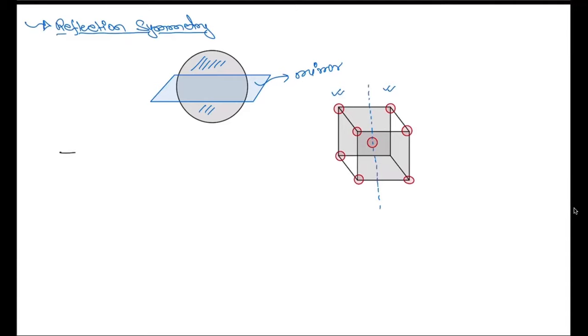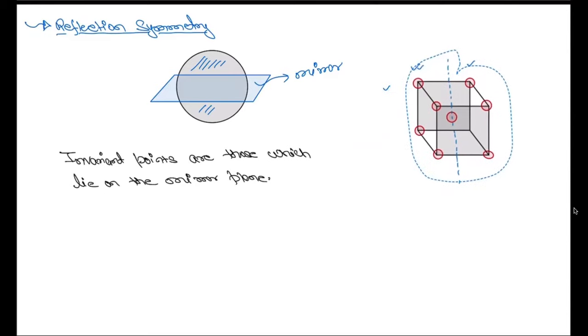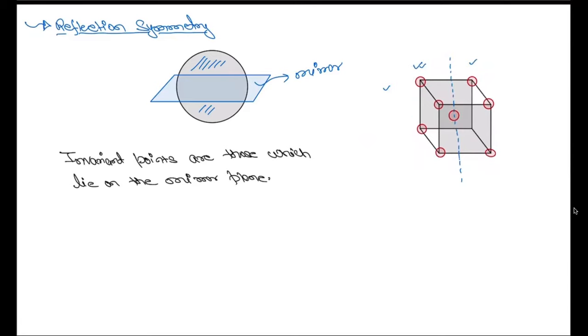and one thing is very important, that the invariant points are those which lie on the mirror plane. Nothing more than that is required, right? What are the invariant points? Invariant points, that means those points which will not change from this operation, right? So whatever the points, let's say if you have any point here on this mirror plane, it will not change at all, right? This is all about the reflection, right? No need to study more than that.